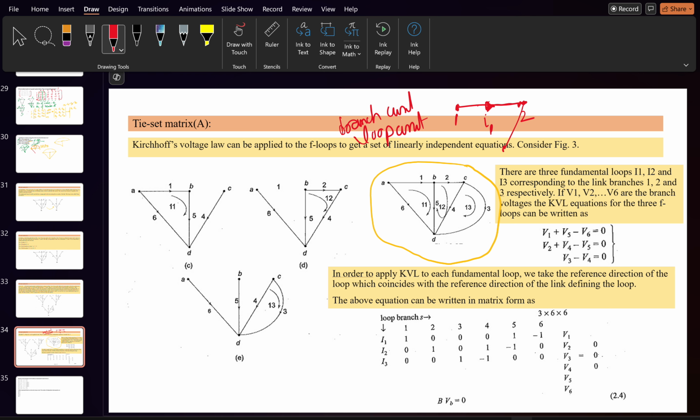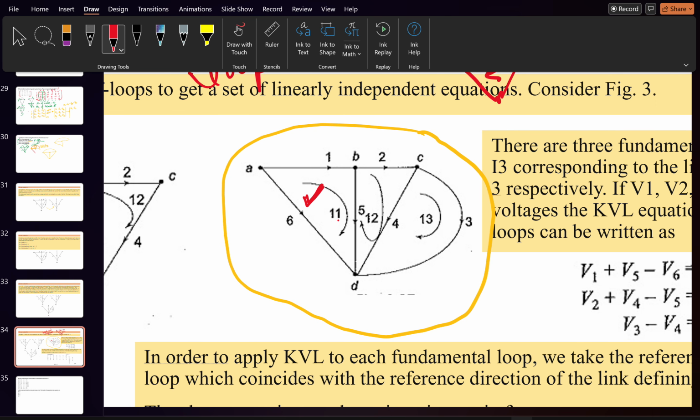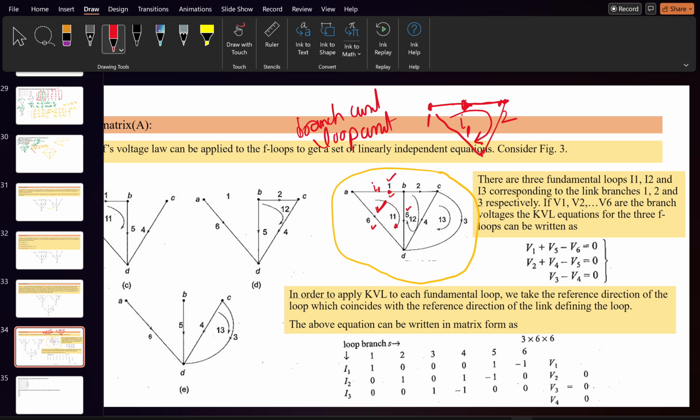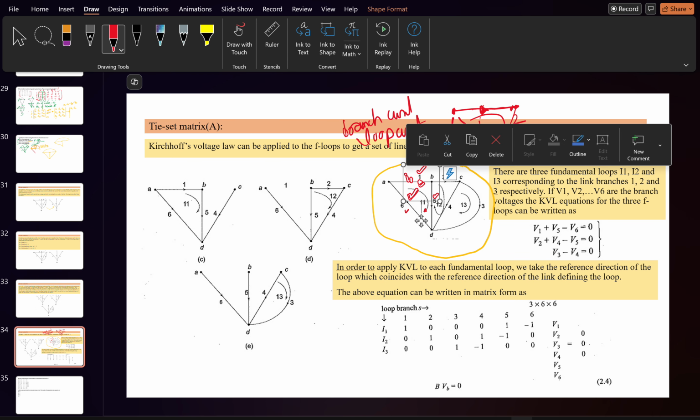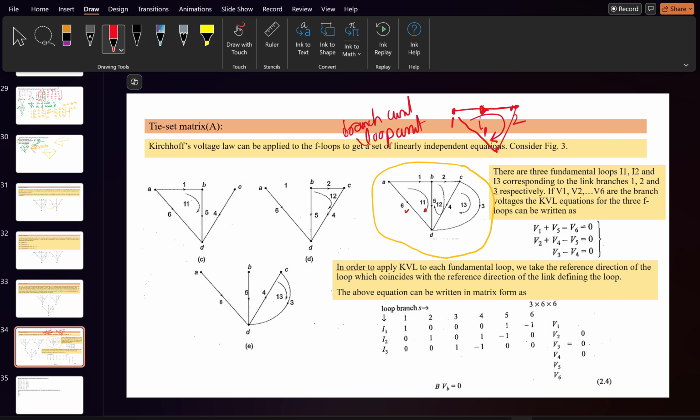What about the loop current? Loop current will be a closed path. In the closed path, whatever is flowing, it's a loop current. Suppose here in this example, there's I1. I1 is basically flowing inside of the loop, which is connecting the first branch, fifth branch, and sixth branch also. But what is flowing in the first branch is actually a branch current. So this tie-set matrix usually gives the relation between the branch current and the loop current.